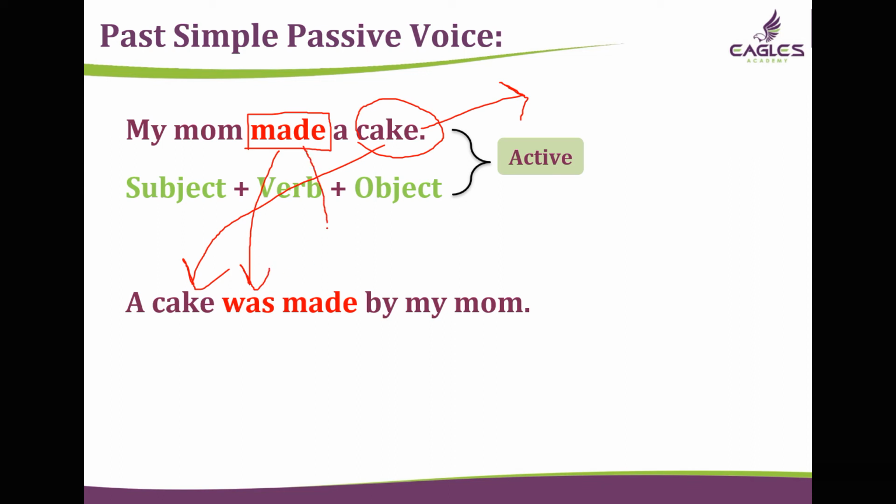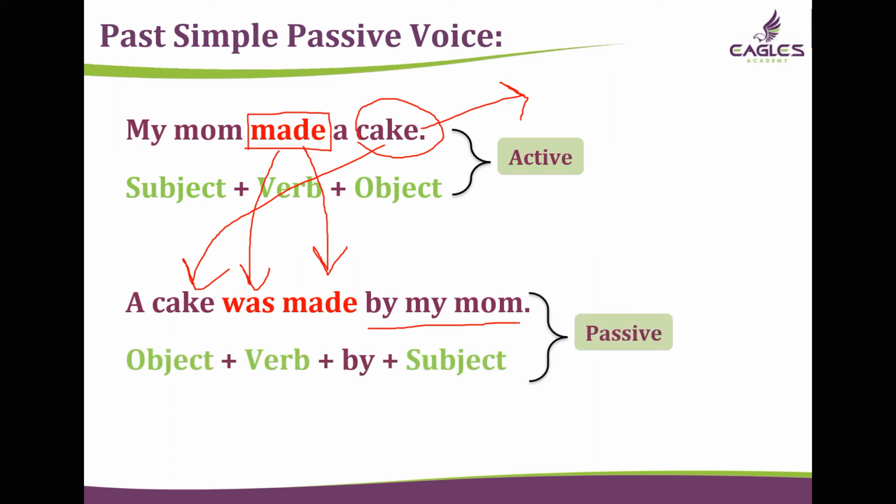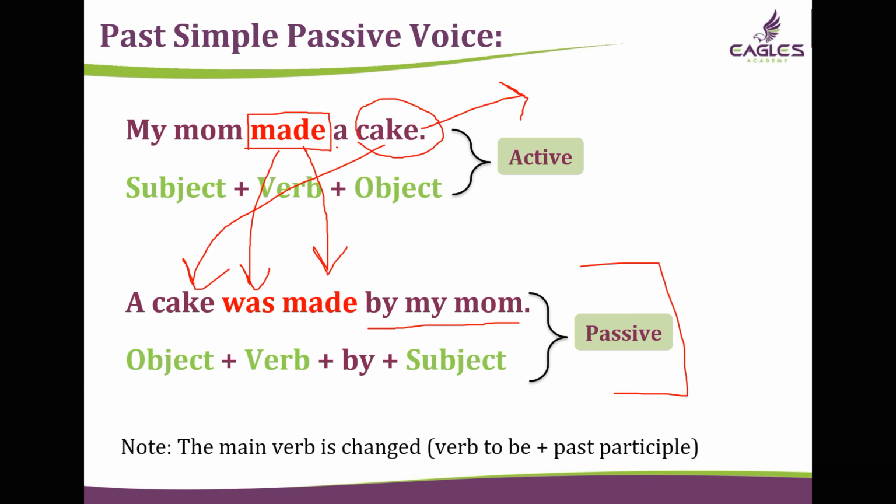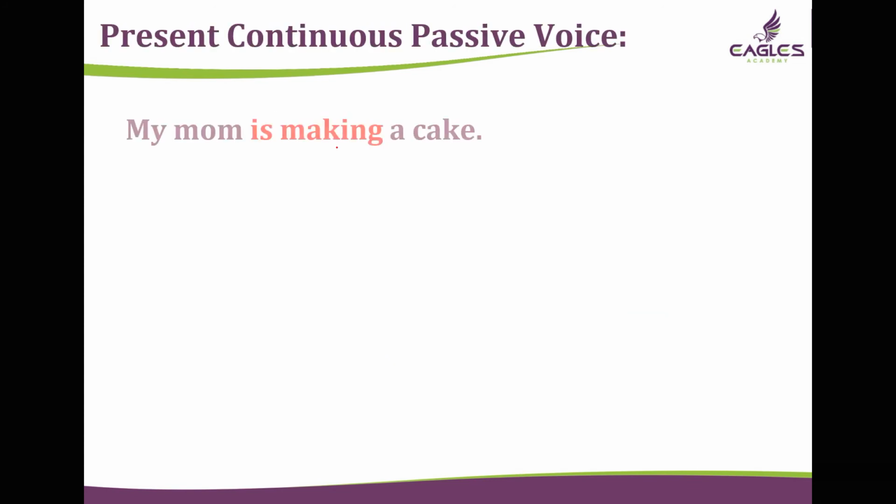Then we write the verb. We take the verb from the third column, made. Then we complete the sentence. This is too easy. By my mom. Okay. Let's see now. This is the passive of this sentence. Now let's see present continuous.